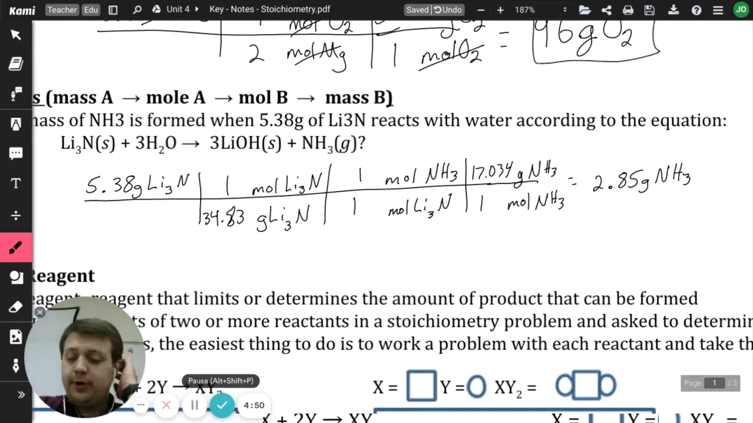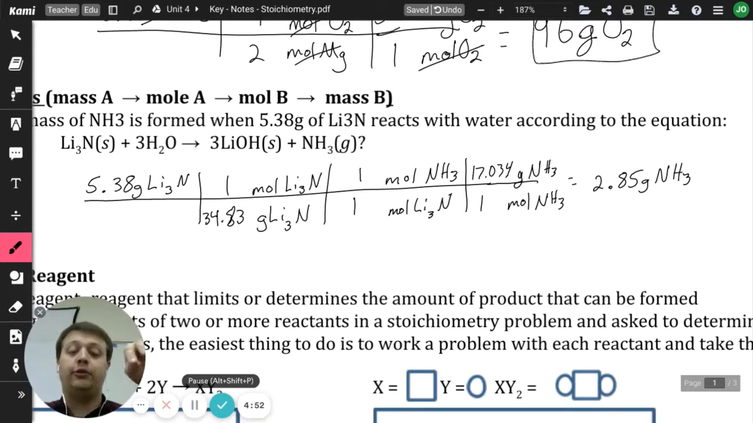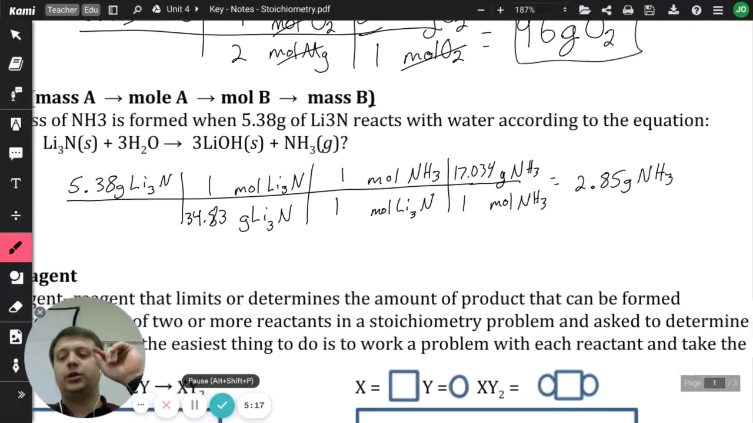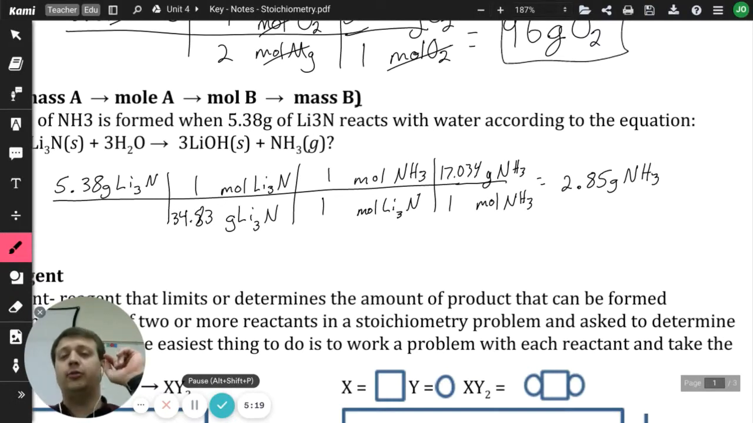Here would be the work for this problem. First off, I would need to make sure that everything is balanced and my equation is written. They've already done that for me, so we can move on. I have 5.38 grams of LiN3. We're going to drop that low and go from grams into moles using our molar mass. Then we're going to go from moles of LiN3 into moles of NH3. That is a 1-to-1 ratio. Then we're going to go from moles of NH3 into grams of NH3, and solve, because grams of NH3 is what we're looking for. So we'd get 2.85 grams of NH3. All right?